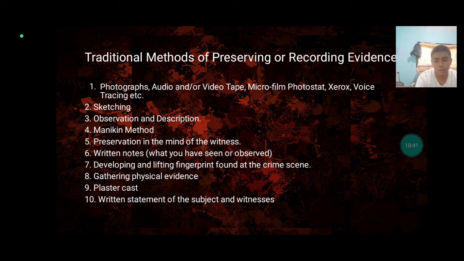Next is the written note. The written note is a kind of evidence that could be used to distinguish any person involved in a crime. Gathering physical evidence, plaster cast, and written statements of the subject and the witnesses.